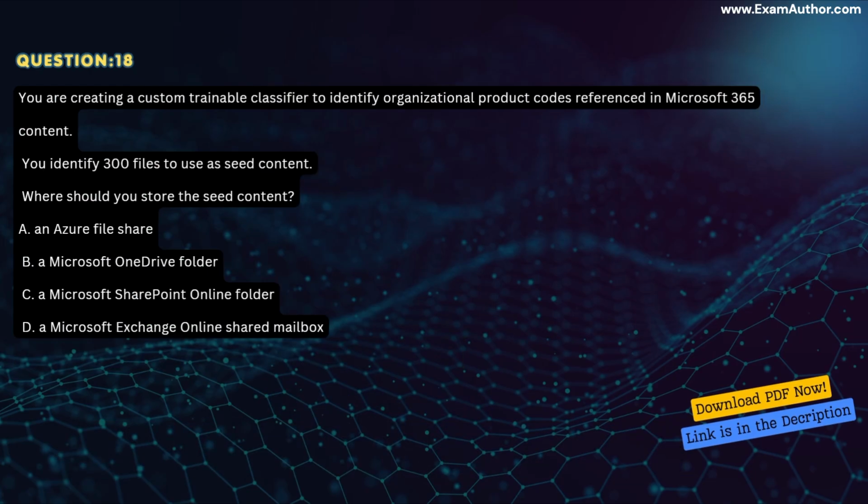Question 18. You are creating a custom trainable classifier to identify organizational product codes referenced in Microsoft 365 content. You identify 300 files to use as seed content. Where should you store the seed content? A. An Azure file share. B. A Microsoft OneDrive folder. C. A Microsoft SharePoint Online folder. D. A Microsoft Exchange Online shared mailbox.